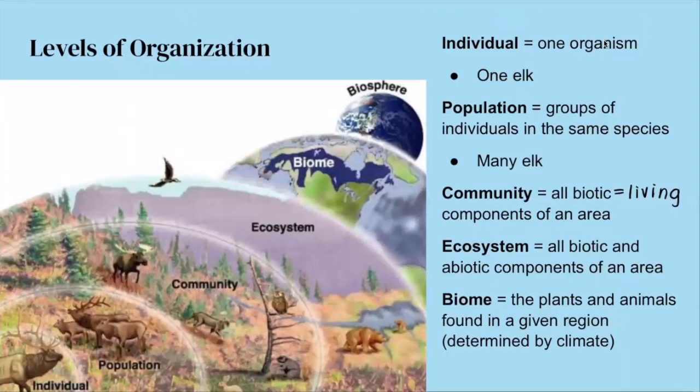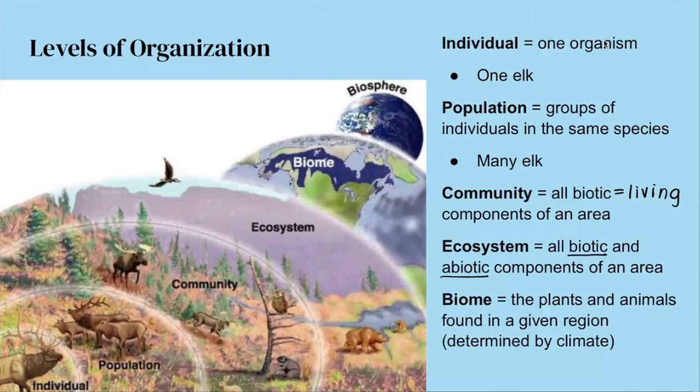Then we get to our ecosystem level. Our ecosystem is all the biotic living and the abiotic non-living components of an area. So this includes how many nutrients are available. So how many plants can live there depending on how many nutrients are available to them. Also, how much rainfall do we get? How much water is accessible to these living organisms and other things like that.